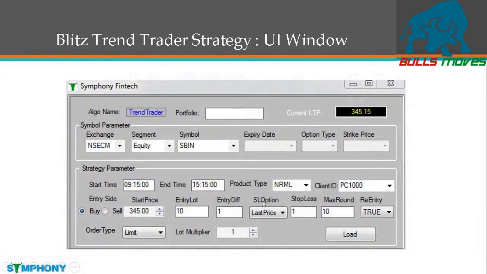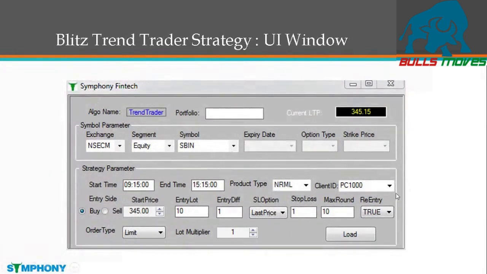And then we have stop loss option, that can be of two types: last price or average price. So last price, 344 will be your last price, and average price, it will calculate the average price of all your executed quantities, and 1 rupee below that on the downside, it will keep a stop loss.